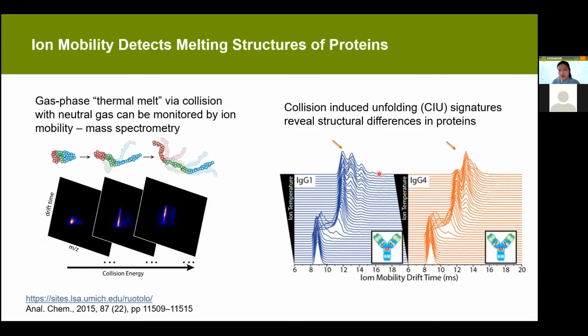And this can be useful to tell structural differences in proteins, as you have already seen this morning. This is just another example showing how you can tell slight differences in disulfide bonding in the IgG molecule. Both of the molecules have almost the same overall shape and the same starting point of the drift times. But if you heat up slowly, the drift time distribution changes, and then you start to see some differences here as it's been unfolded. And this can be very useful to reveal structural differences in proteins.